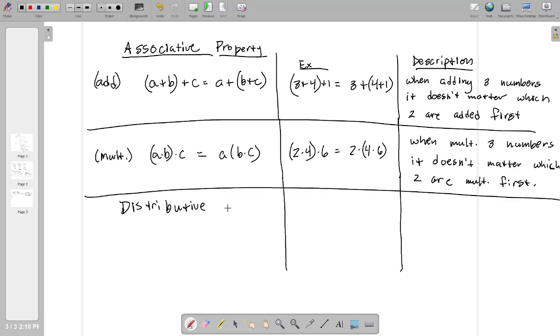And our final property is going to be our distributive property.